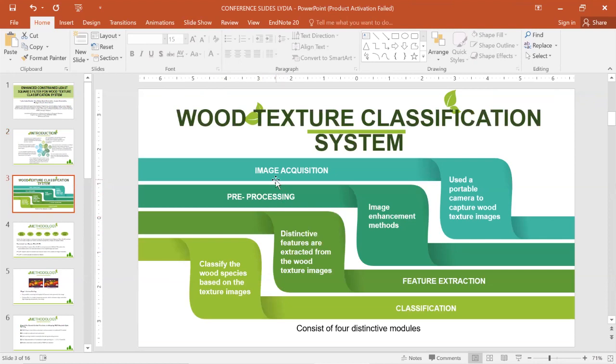The wood texture classification system consists of 4 distinctive models. Image acquisition: use a portable camera to capture wood texture images. Pre-processing: image enhancement method. Feature extraction: distinctive features are extracted from the wood texture images. Classification: classify the wood species based on the texture images.